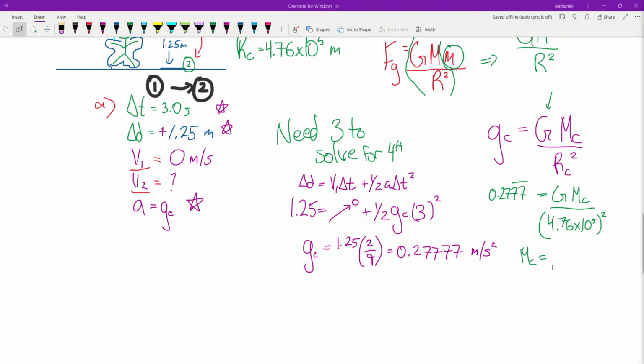Okay, so let's do it. 0.277 repeating times this 4.76 times 10 to the power 5 squared, divided by the G value, which is 6.67 times 10 to the negative 11. Right. Okay. So then, let's get it.